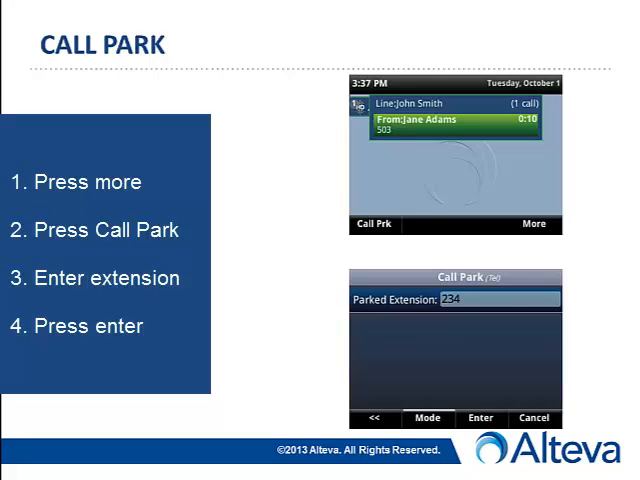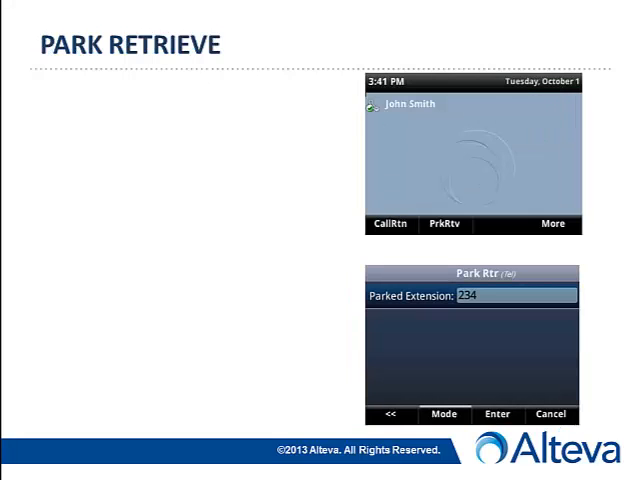Park Retrieve is used to resume a conversation with a caller that is in Call Park. You can retrieve a call from any Polycom phone as long as you know the extension or use the same extension where the call was parked. For example, if a call was parked using extension 1234, you must use 1234 to retrieve the call.